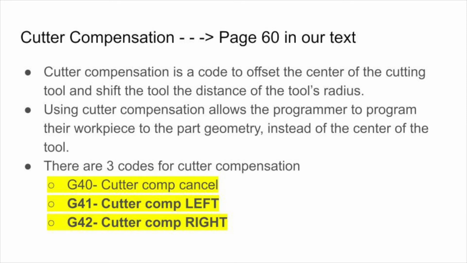Cutter compensation is a code to offset the center of the cutting tool and shift the tool the distance of the tool's radius. This allows us, the programmer, to program the workpiece to the part geometry. It is a lot more convenient, has less mathematics, and is going to be our friend once we learn how to use it properly. 3 codes to know for cutter compensation.